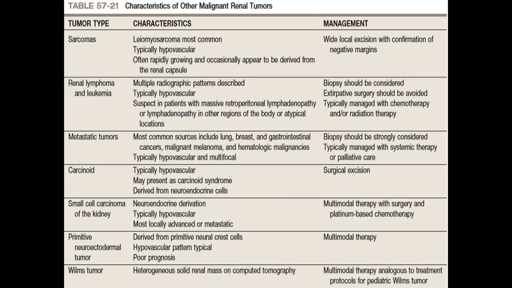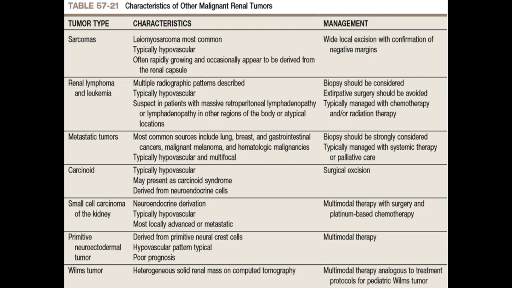Now we have some other, less common varieties of these tumors, which include the sarcomas. Those sarcomas are not very uncommon in our setup. We have seen multiple cases here, and wide local excision with confirmation of a negative margin is the treatment of choice. Then we have renal lymphoma and leukemia. Biopsy should be considered, with typical management being chemotherapy and/or radiation therapy.